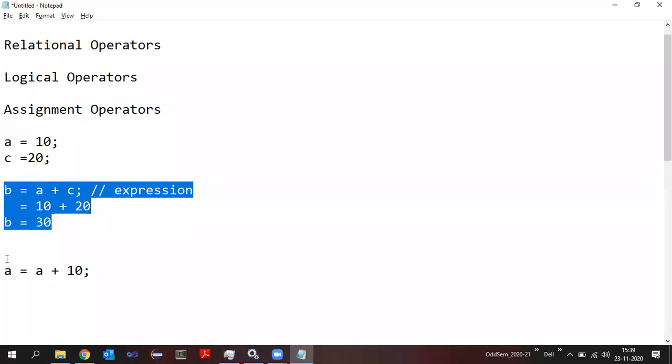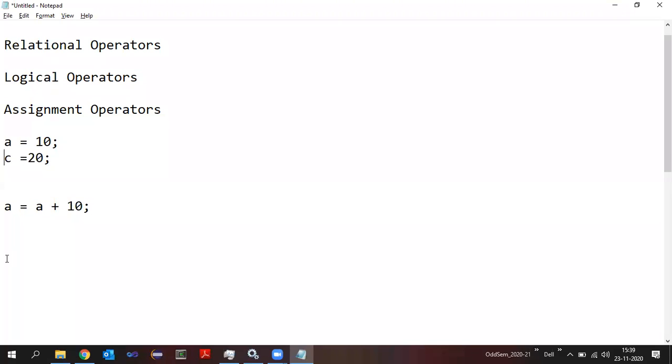Assume that now here, a is 10. Then in the next line, if I write a equals a plus 10, that means first, whatever is there on the right hand side will be evaluated. a value is 10 plus 10. This 10 plus 10 will now get assigned to the variable on its left hand side, that is a. So now after this particular statement is executed, what will be the new value of a?